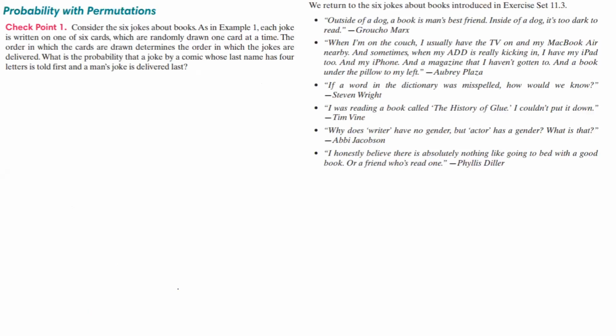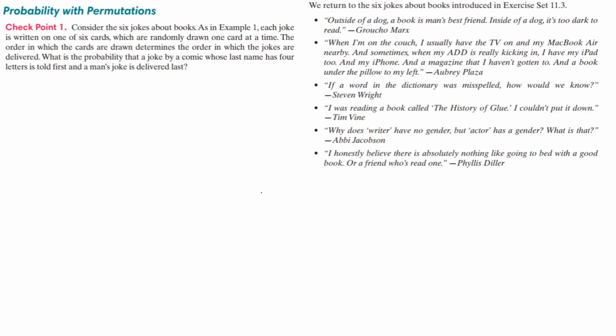All right, so the first thing here we have is consider the 6 jokes about books. As an example one, which was in the book, each joke is written on one of 6 cards, which are randomly drawn with 1 card at a time. Now, the order in which the cards are drawn determines the order in which the jokes are delivered. What is the probability that a joke by a comic whose last name has 4 letters is told first, and a man's joke is delivered last?